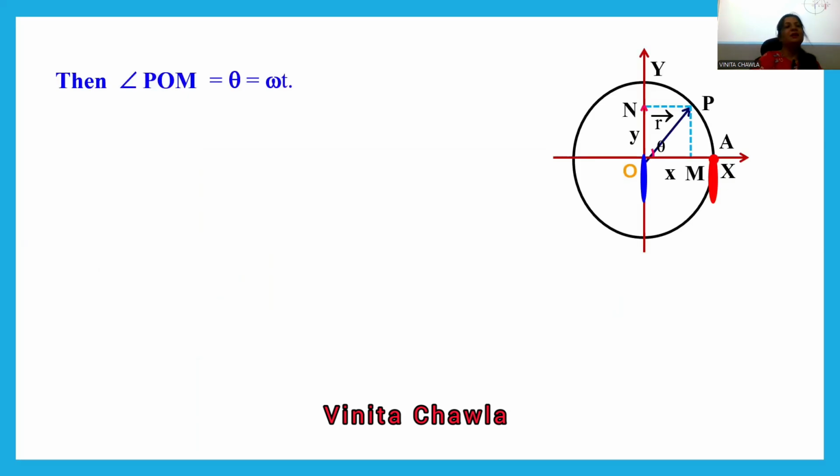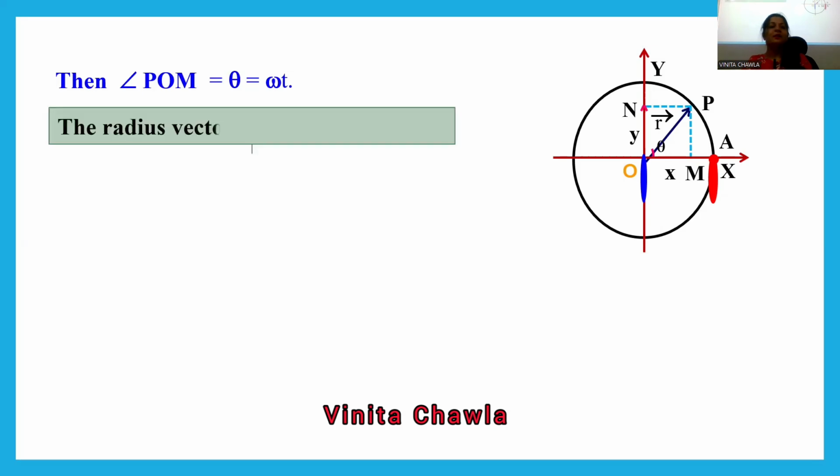Okay, and this vector r makes an angle theta with the x-axis. So angle POM is theta and theta is omega t. As we write s is equal to vt, distance is speed into time, s is v into t. In the same way we can write theta as omega into t. Omega is theta by t. Angular velocity is angle upon time. Omega is theta by t and therefore theta is omega t. I hope this is clear.